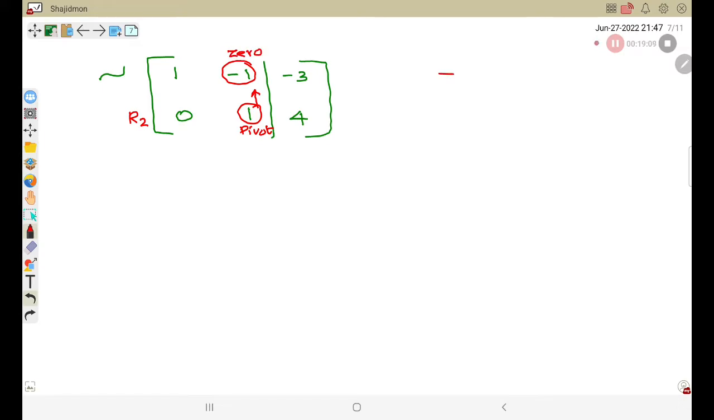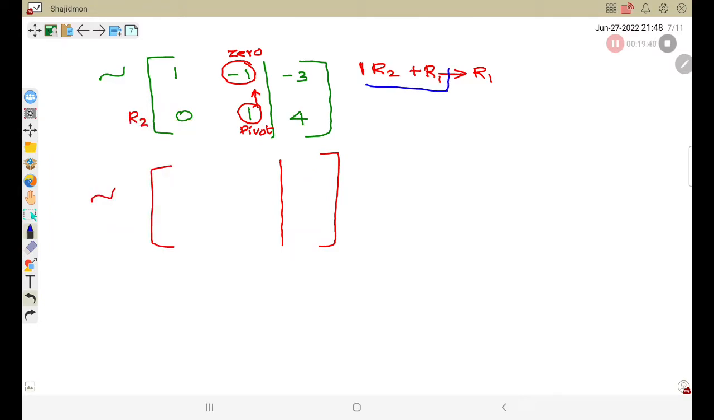Correct? So which row we need to change? R1. So what we need to do for changing to 0? R1 plus is default. Opposite of minus 1, that is 1, multiply pivot number coming row, second row. Correct? Pivot number coming which row? That is second row. So 1 multiply R2 plus R1 gives R1. So equivalently matrix.